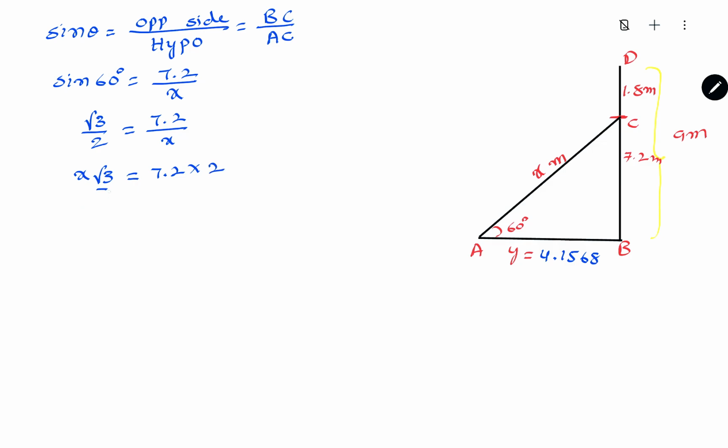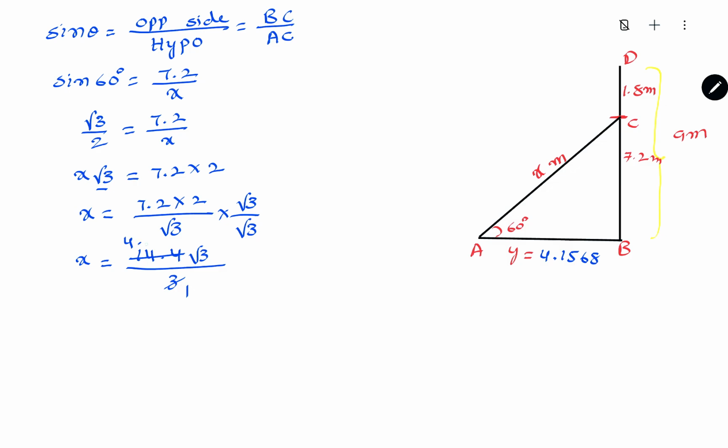Now transpose this root 3 from LHS to RHS. Then it will divide RHS. X is equal to 7.2 into 2 by root 3. Now in the denominator root 3 is there, so multiply root 3 and divide root 3. Do rationalization. Root 3 by root 3. X is equal to 7.2 into 2, 14.4 root 3. Root 3 into root 3, 3. Here do cancellation. 3 1s are 3, 3 4s are 12. Remaining is 2.